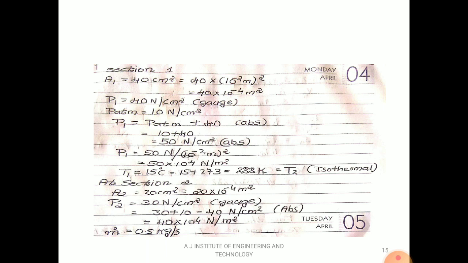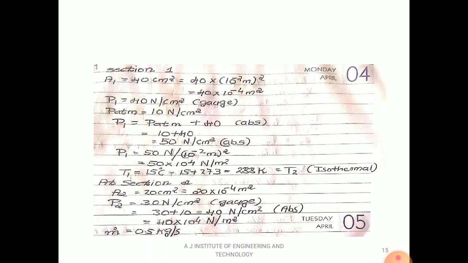At section 1, as I already told, A1 is given as 40 centimeter square. The SI unit of area is meter square, so you are supposed to convert from centimeter square to meter square. This can be done like this: 1 centimeter is equal to 10 to the power minus 2 meter. So just replace centimeter by 10 to the power minus 2 meter, to the power 2. So that becomes 40 into 10 to the power minus 4 meter square.